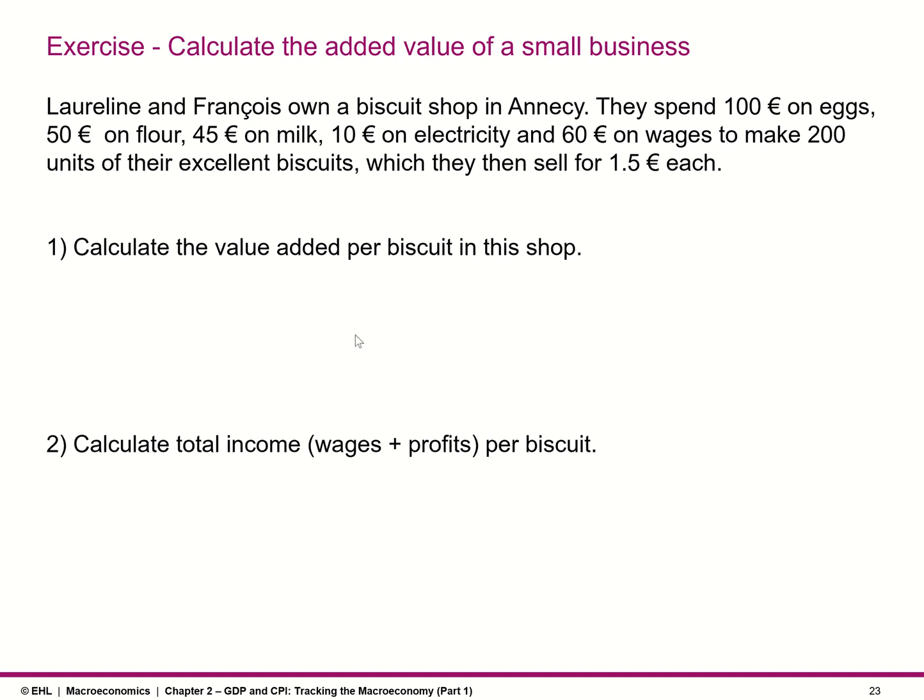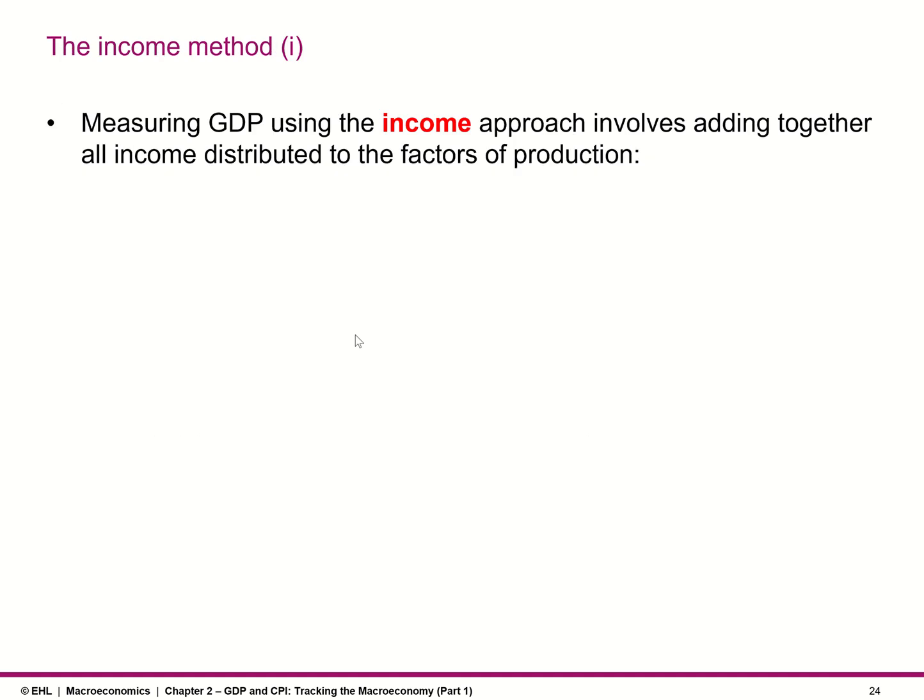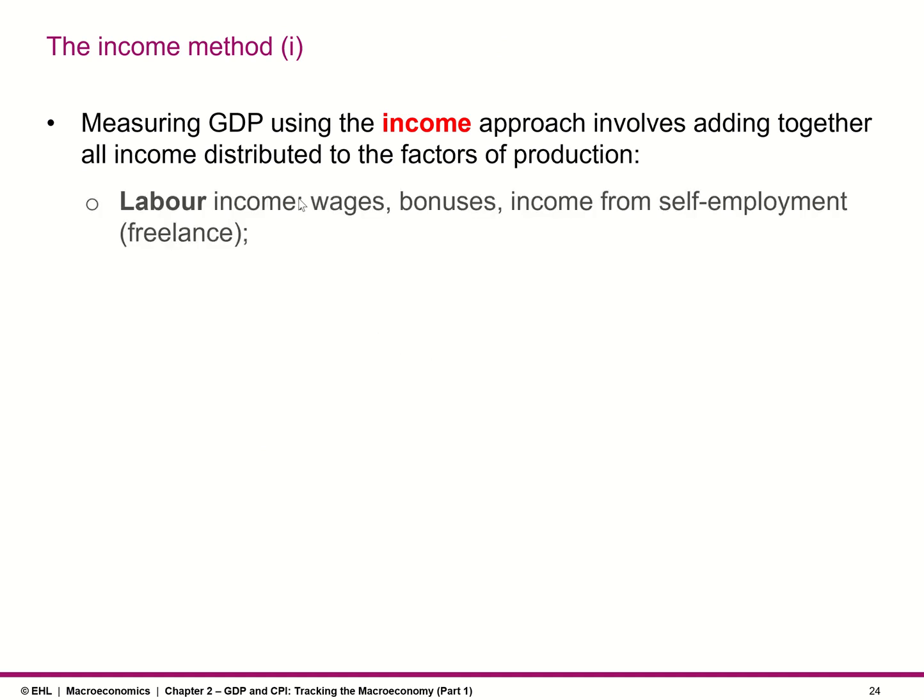So the first method was the added value method, or the production method. Now let's move to the second method, which is the income method. The income method is very easy. It simply involves adding all income distributed to the factors of production. And you know there are two factors of production, which are labor and capital. Labor income are wages, bonuses, income from self-employment, etc. And capital income are interest, dividends, rents, etc. So the income method is very easy, right?